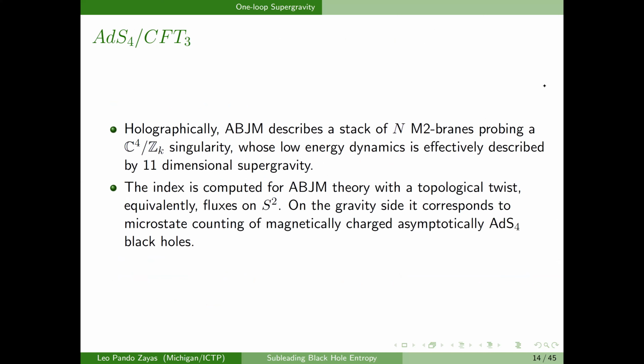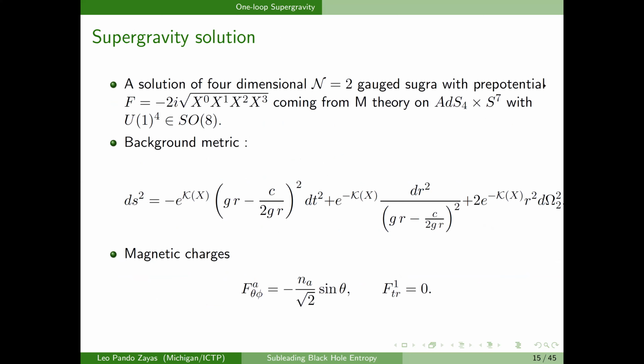And so the index was computed for ABJM, and that index contained the topological twist. The topological twist will map to a magnetically charged asymptotically AdS4 black hole. So this is a solution in the 4-dimensional language, but this solution can be embedded in 11 dimensions, with this prepotential, and this is well understood. But I didn't want to clutter the slide too much. So again, the part that is important for us is this 4-dimensional black hole. You can see there's a magnetic charge. There's no electric charge. So this is the black hole that corresponds to the topologically twisted index.